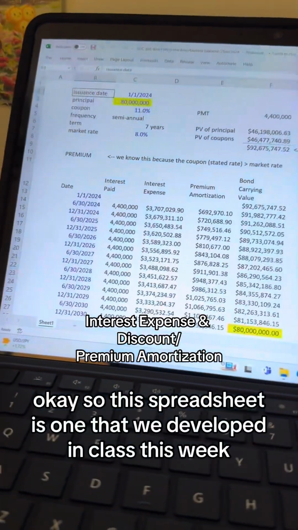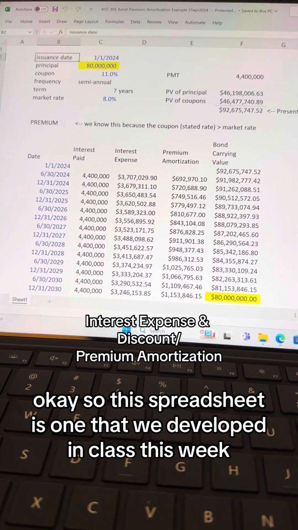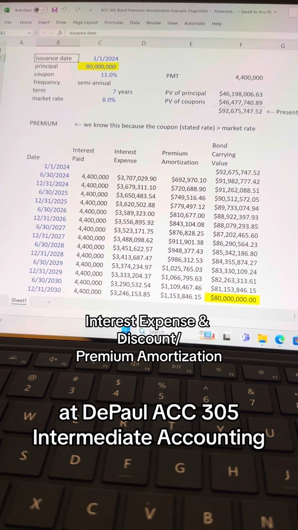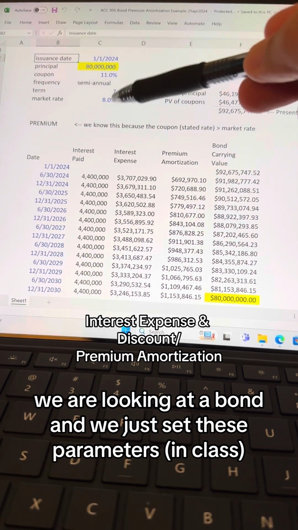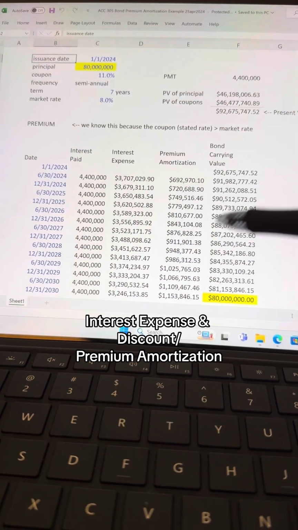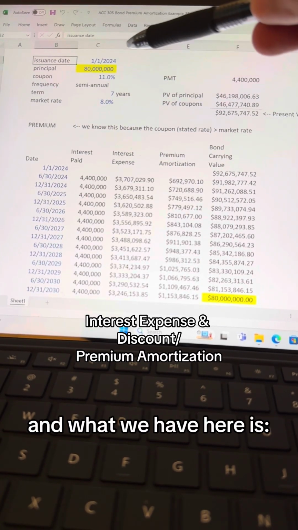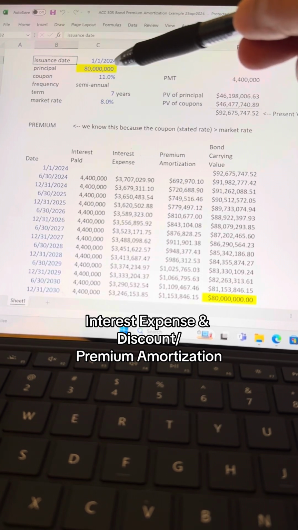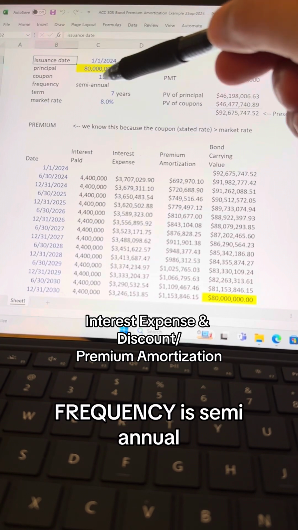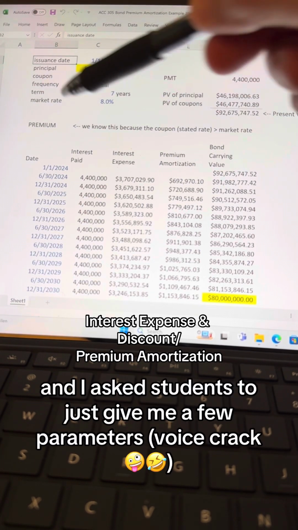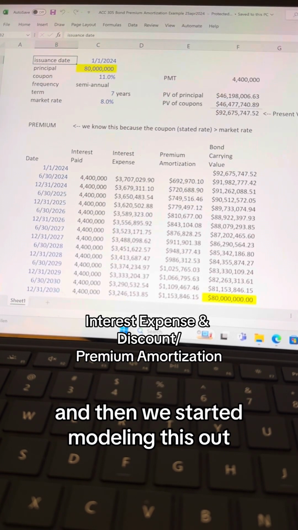Okay, so this spreadsheet is one that we developed in class this week at DePaul Accounting 305, Intermediate Accounting. We are looking at a bond, and we just set these parameters. Inputs are in blue font, outputs are in black. And what we have here is issuance date, the principal amount, the coupon rate, the market rate, and the term. Frequency is semi-annual.